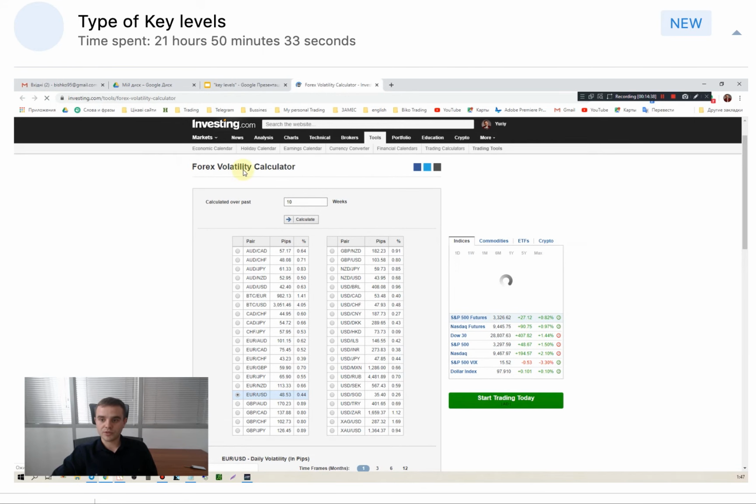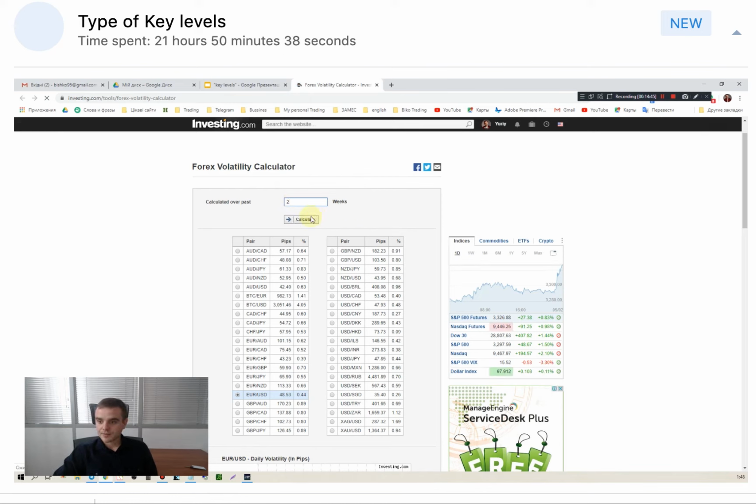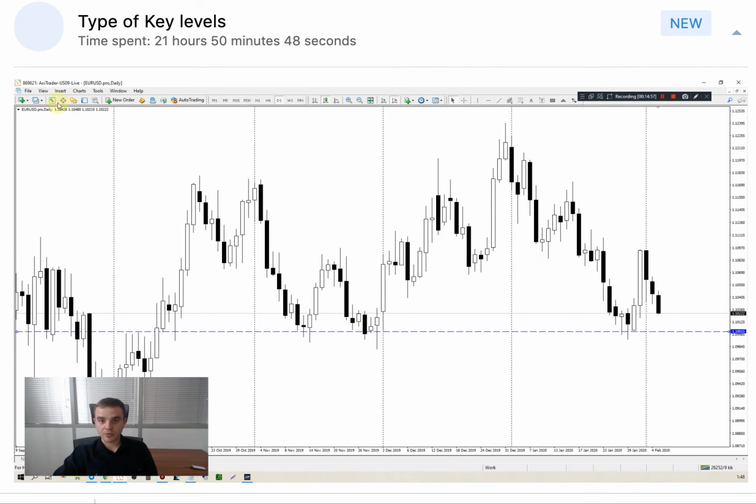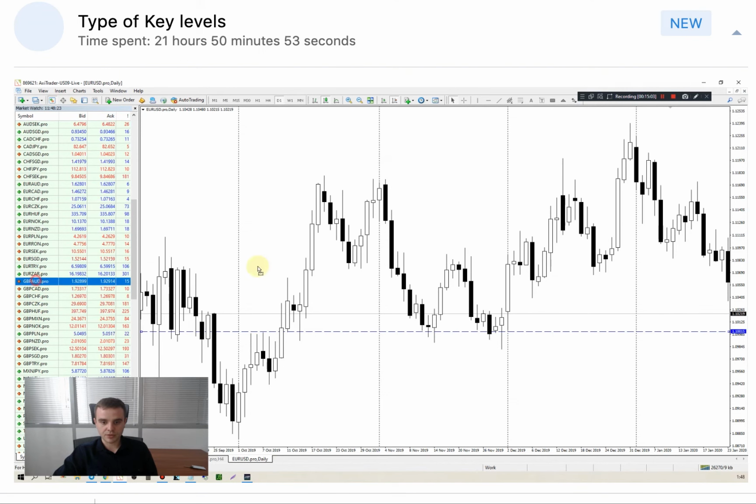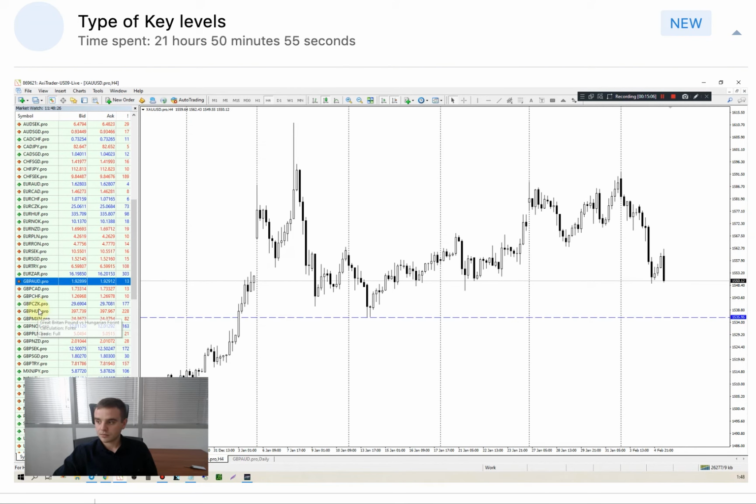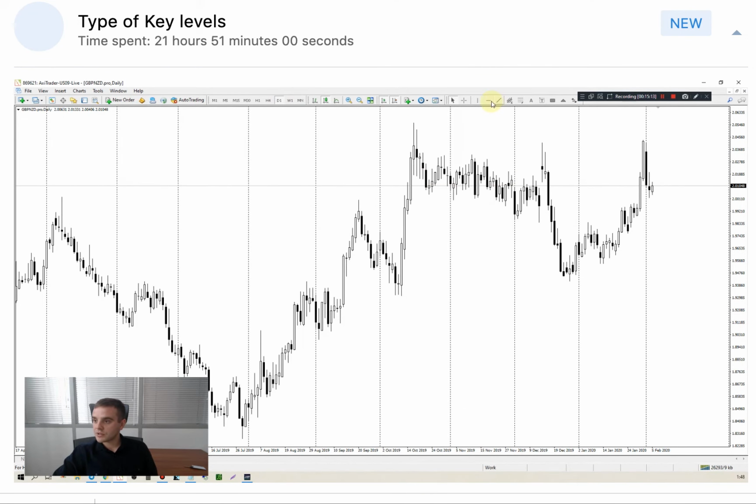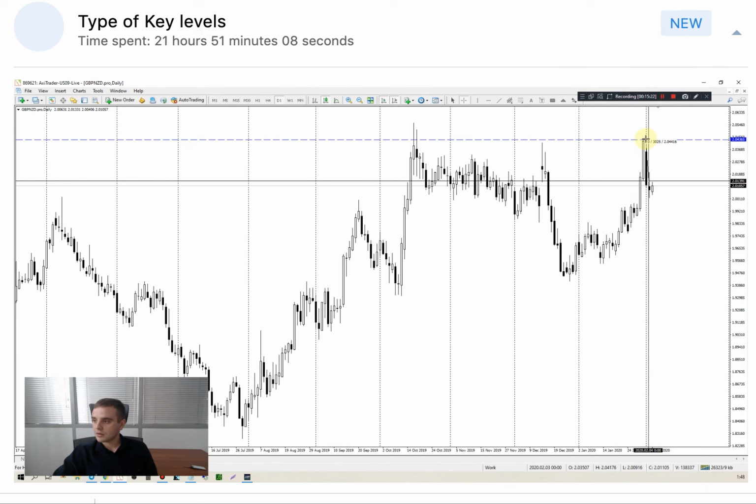Here we have this Forex volatility calculator. Also there is some software which you can use. Calculate, and you see British pound Australia, average daily move 213 pips. And take a look here when price approached British pound Australia, and British pound New Zealand. You can see when price came to this key level, take a look here, 290 pips, nearly 300 pips.